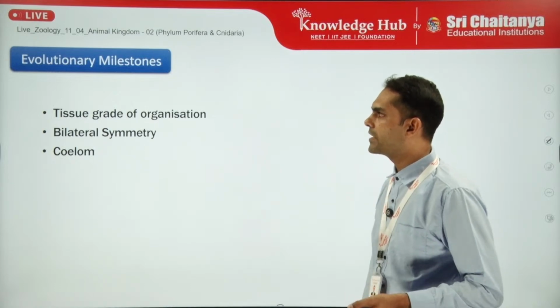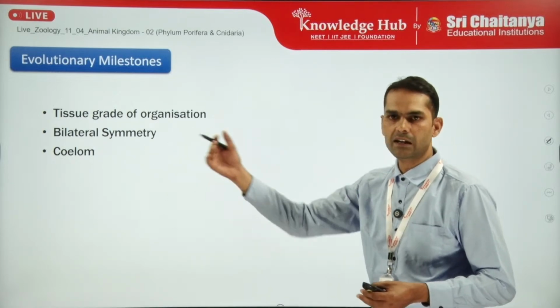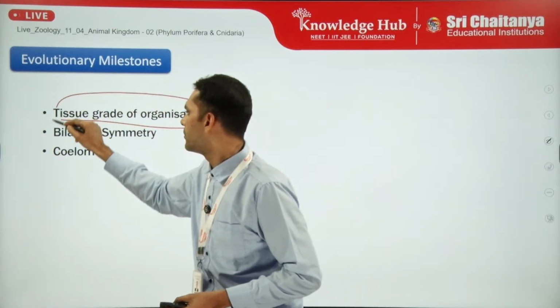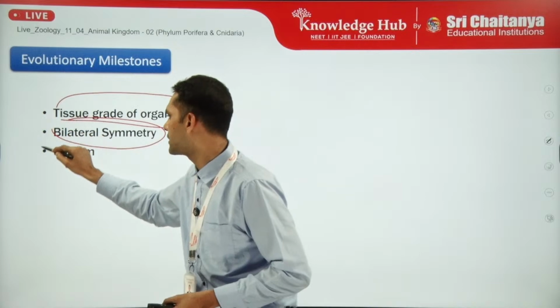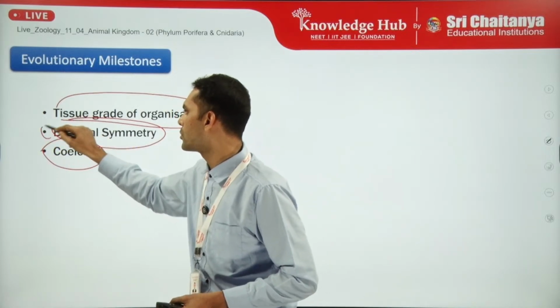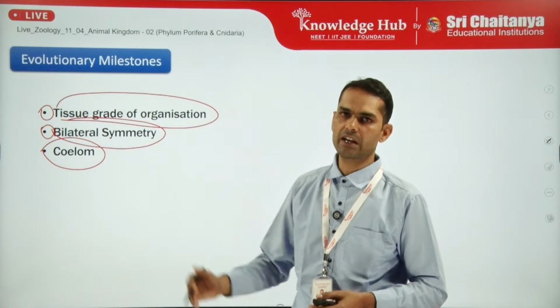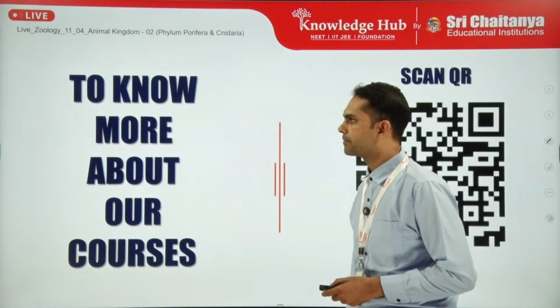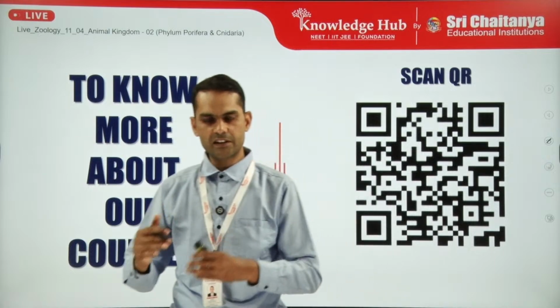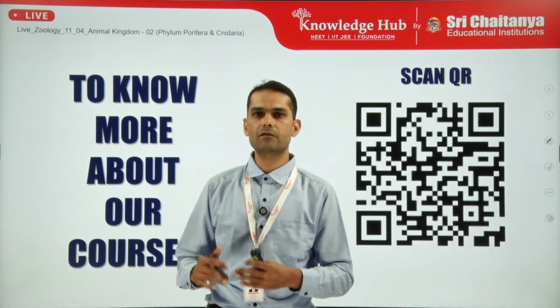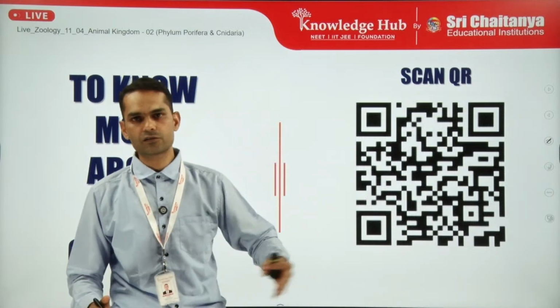So what is the evolutionary milestone during all these developmental characteristics? First, the tissue grade of organization, bilateral symmetry, and the coelom are some of the most crucial milestones which occur during the evolutionary development. So these are actually the basic parameters of animal classification. In the next session, we will start from the phylum Porifera and so on.